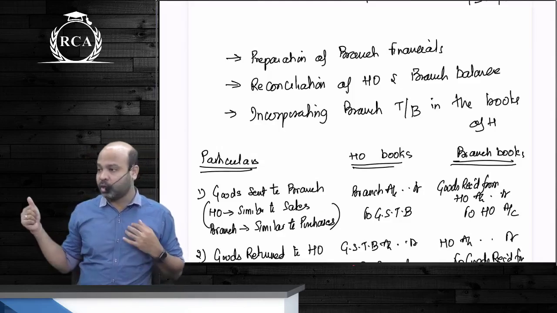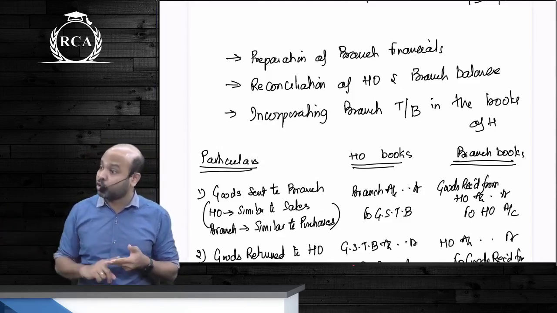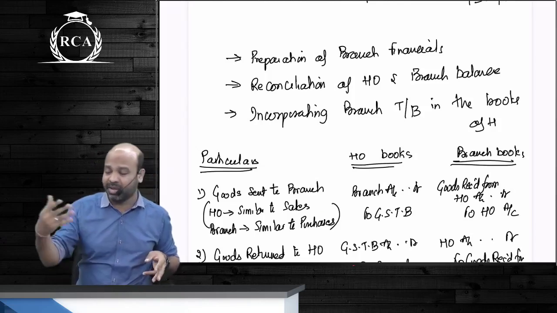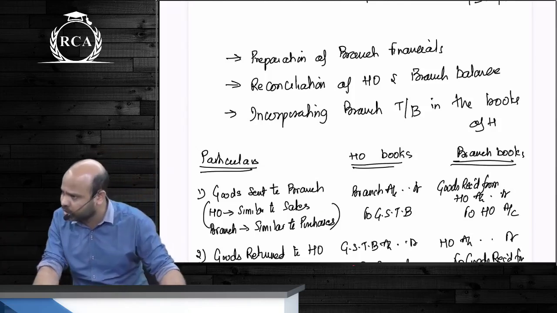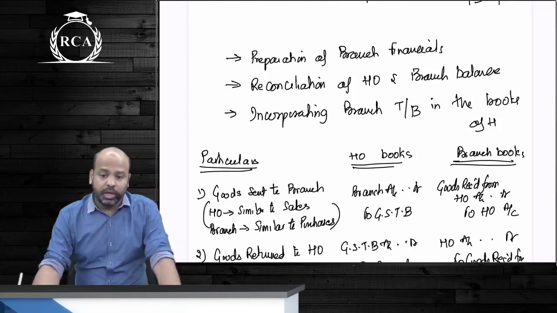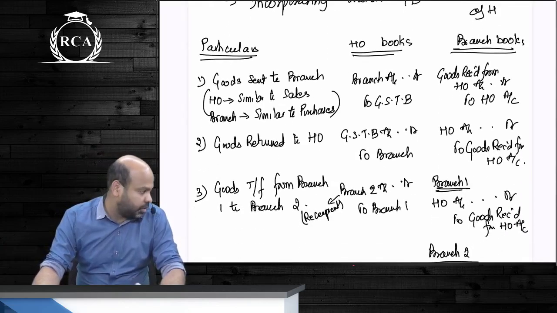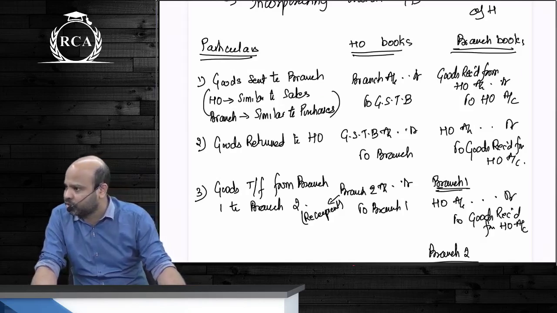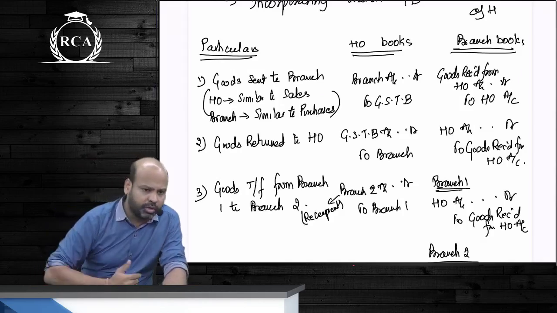So we have learned how to reconcile balances and how to incorporate the branch financials in the books of head office, and also how to present the branch P&L account and trading account. Are we clear, guys? Now, for this, beta, we have learned about different journal entries that will be passed in the books of head office as well as in the books of branch. We'll quickly go through these entries, beta.